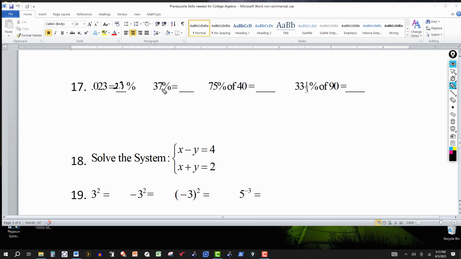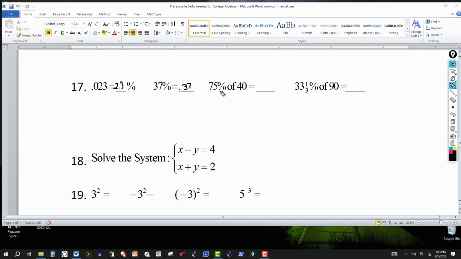In the same way for this one, 37% is equal to what decimal? Drop the percent because you're going to divide it. It means divide by 100. So this will be 0.37. Move the decimal over 2 places to the left. That's the same thing as dividing by 100.